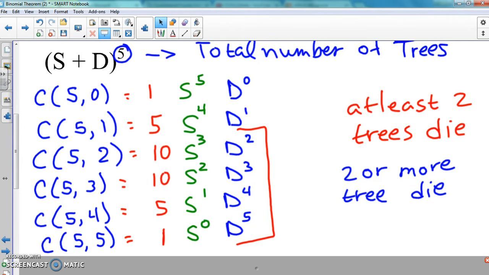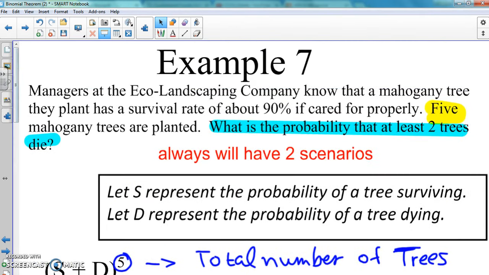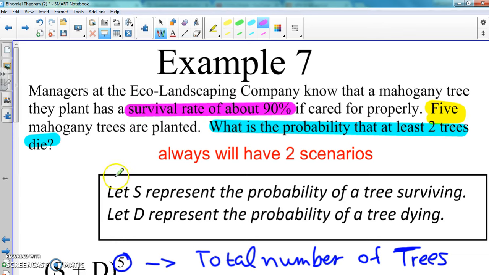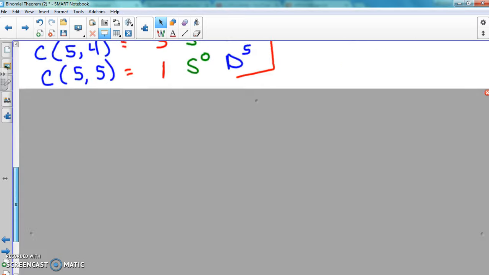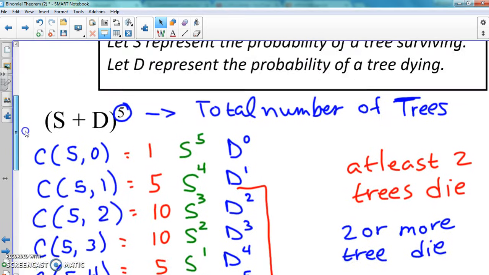All right, now, in the problem, they gave us one last bit of information that we haven't dealt with yet. And that is the survival rate is 90% if cared for properly. So if our survival rate is 90%, what would be our dying rate? Okay, so hopefully you realize that that's 10% there.